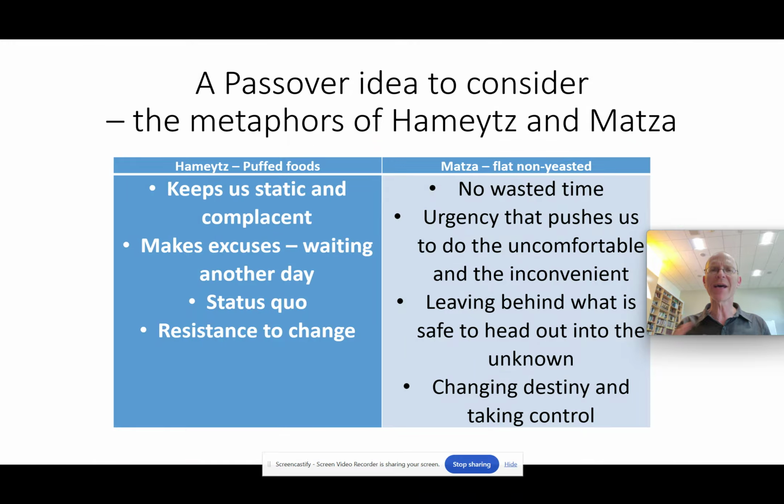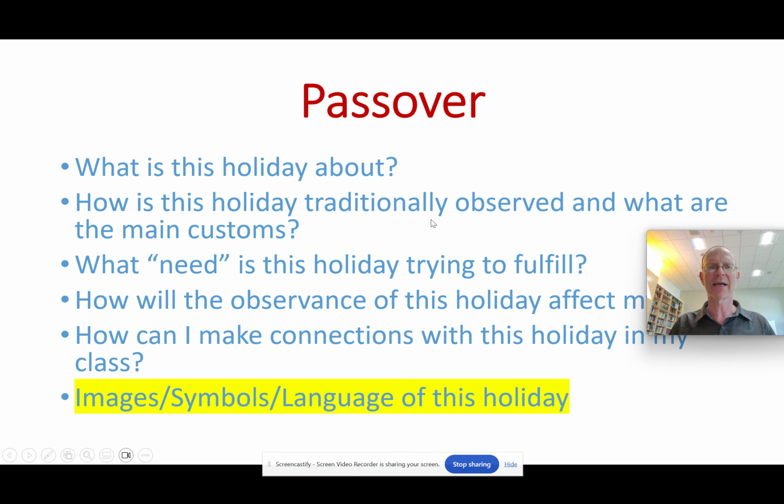Also, the metaphor of matzah and chametz. Chametz is the stuff that kind of rises, right? So we see that puffed up food is like talking. That's like static, complacent, making excuses, waiting, status quo, resistant to change. Whereas flatness is no waste of time, urgency, leave behind what's safe, head out to the unknown. A little bit of courage, take destiny, and take control.